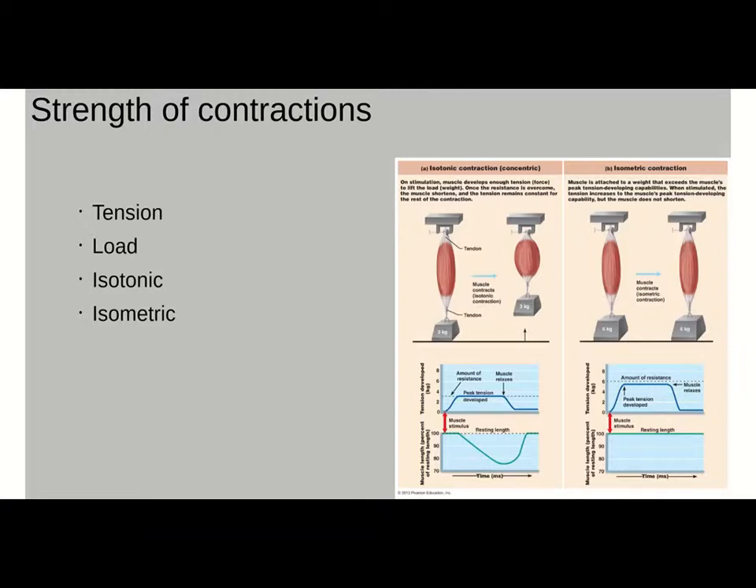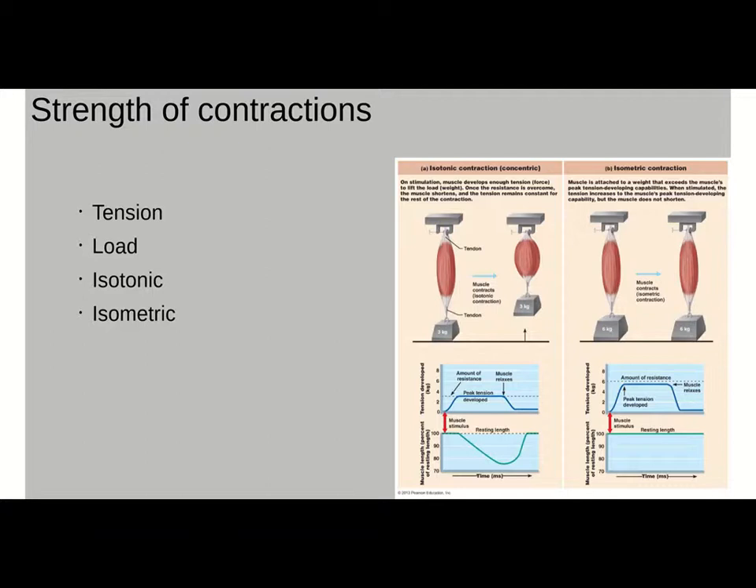When we're talking about strength of contraction, we're going to have to learn a couple of definitions, and we will look at a couple of different types of contractions. First, when we're talking about a muscle contraction, one word that we're going to hear a lot is tension. Tension is the actual contractile force generated by a muscle. And the other thing that we'll hear a lot about is load. And load, by definition, is when a muscle is contracting and moving something.